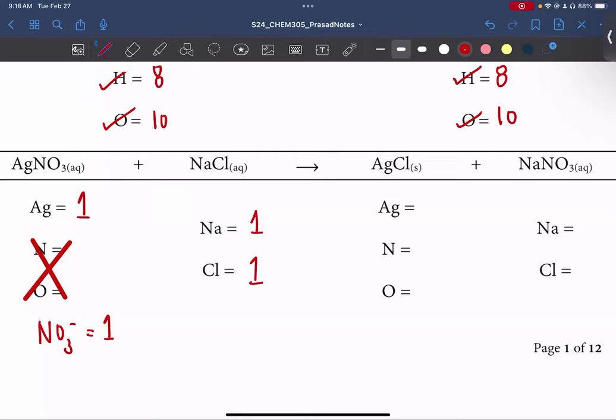Keep it going on the right. We have 1 silver, 1 NO3 minus, 1 sodium and 1 chlorine. The reaction, as is, is balanced.